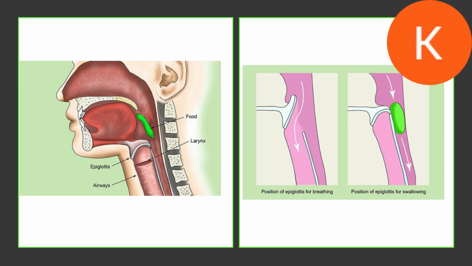The second picture here shows the position of the epiglottis for breathing, how that lid opens and lets the airway go through, and then the position of the epiglottis for swallowing, how that lid closes and the food goes into the esophagus to the stomach.